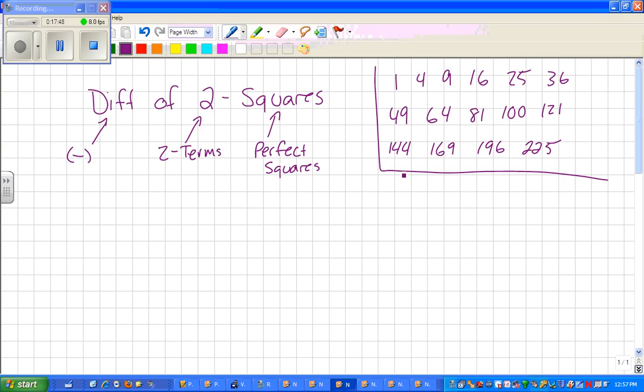Okay, so basic difference of 2 square problems. I've got x squared minus 81.